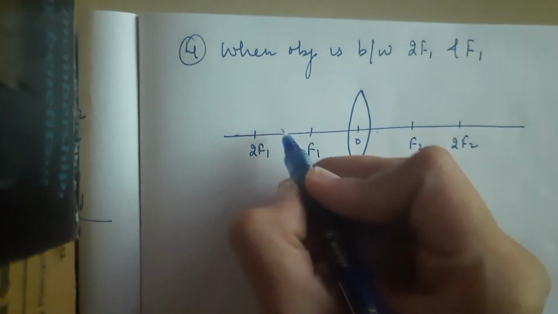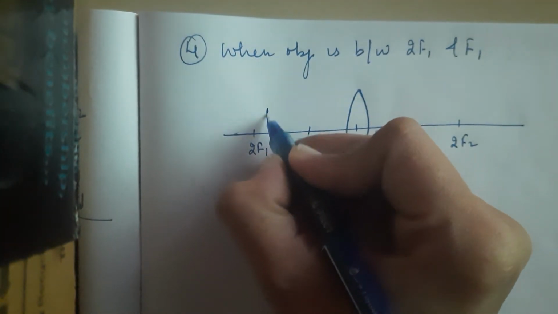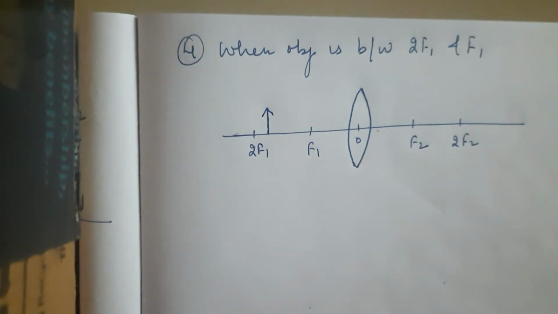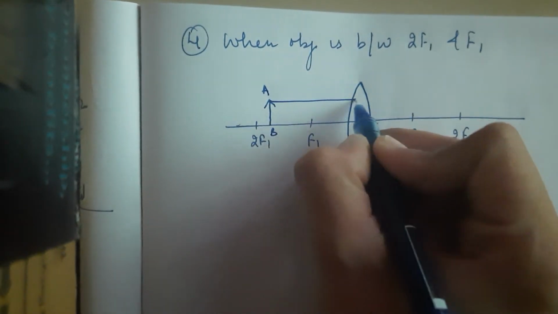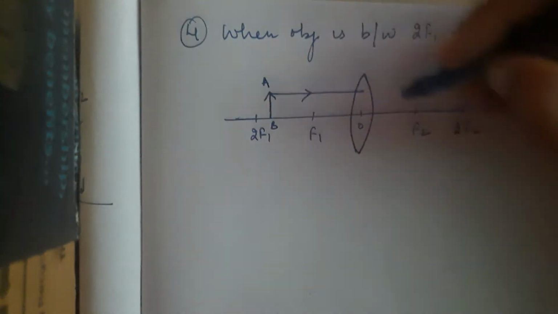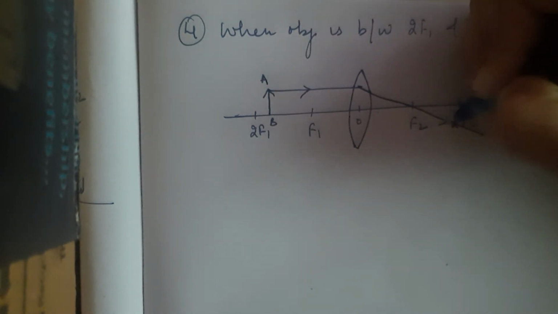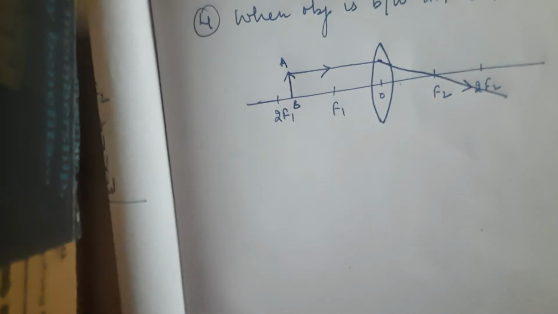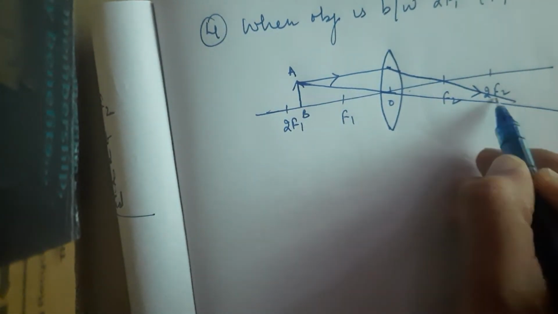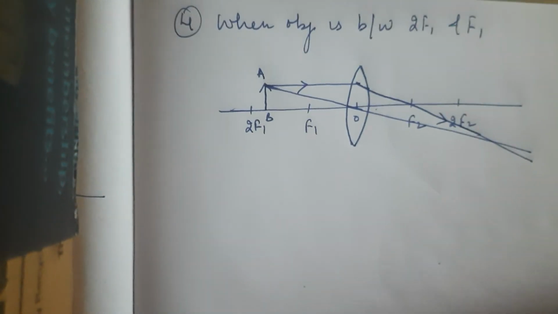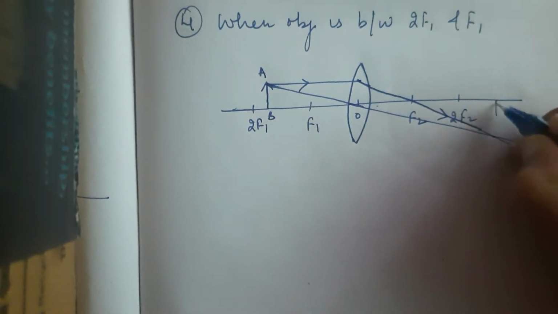I have to place the object between 2F1 and F1, so you can place anywhere, kahin pe bhi rakh lo, main yahan rakh rahi hu. Thoda closer to 2F1, you can place anywhere you want. So label the object. According to the first rule, light after refraction passes through focus, and according to the second rule, the light passing through the optical center goes straight, right?